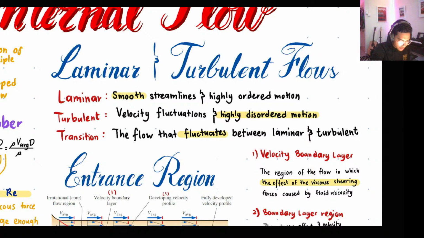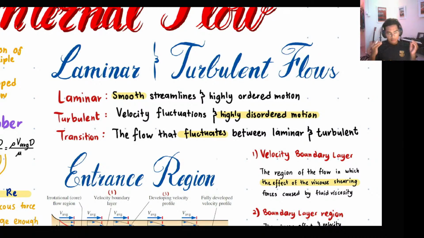Okay, let's go with green. Laminar is smooth, streamlined, and highly ordered motion. Turbulent is velocity fluctuations and highly disordered motion. Transitional flow is the flow that fluctuates between laminar and turbulent.